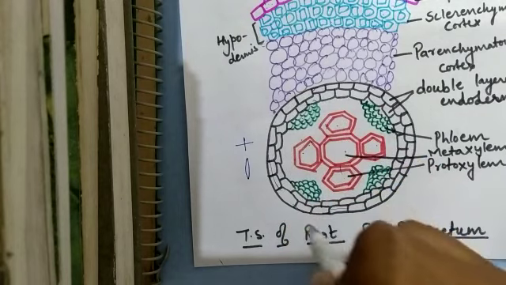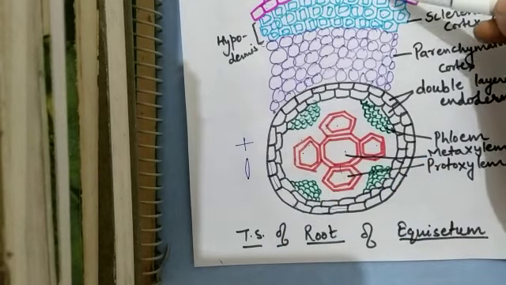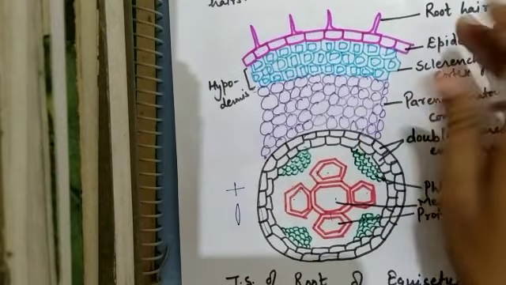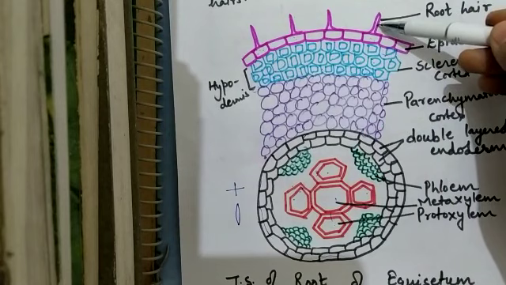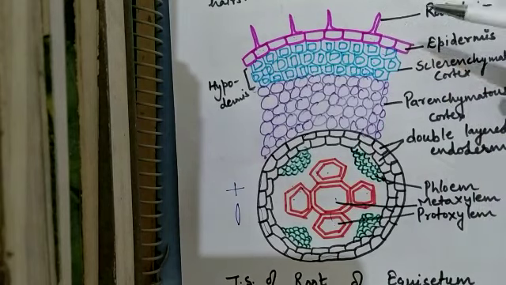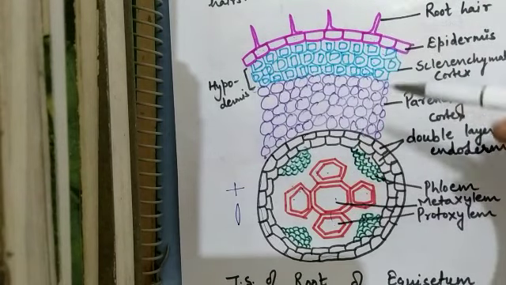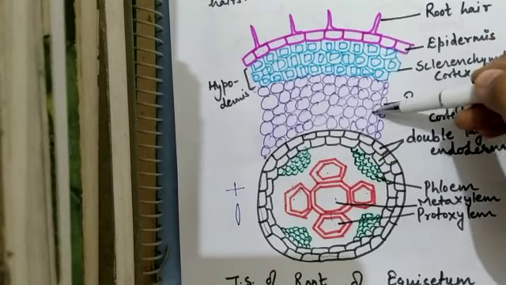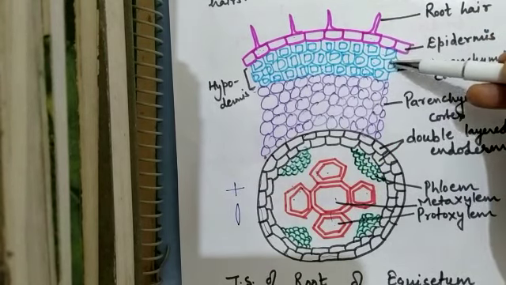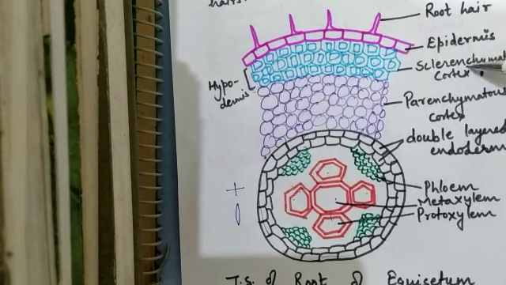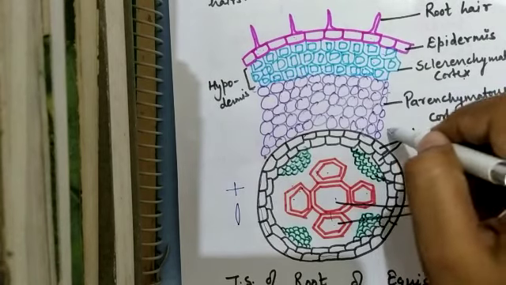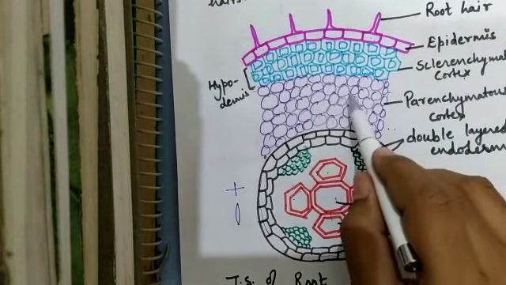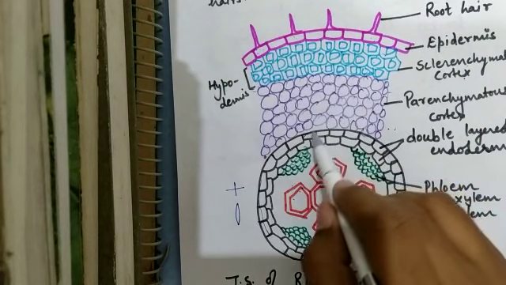So this is the section of root in which there is epidermis, single cell thick, and it also has some cells with root hairs. After that, the second portion, cortex, is differentiated into outer and inner region. The outer region is made up of sclerenchymatous cells, called sclerenchymatous cortex, thick walled cells, also called exodermis. And after that, the parenchymatous cortex of thin walled cells with intercellular spaces present between them.